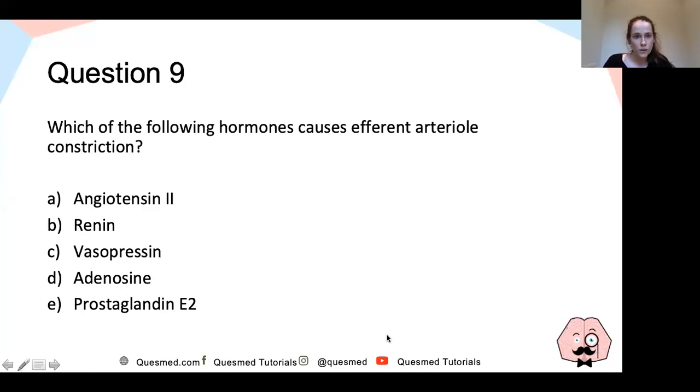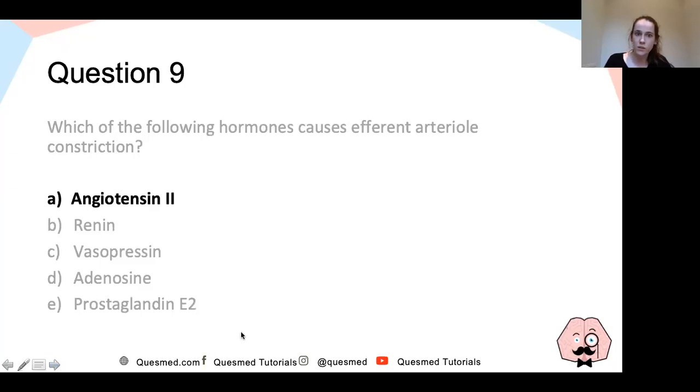Okay, so angiotensin 2, adenosine, prostaglandin E2 are our main ones. So the correct answer, we have angiotensin 2. Okay, so this question concerns essentially blood flow to the glomerulus.